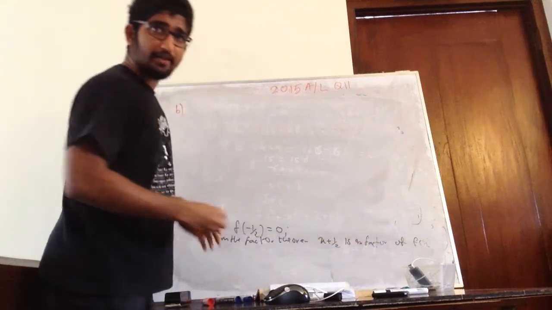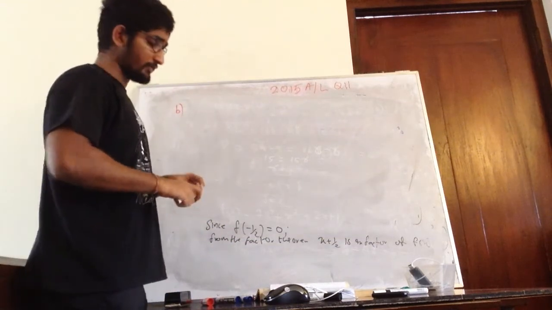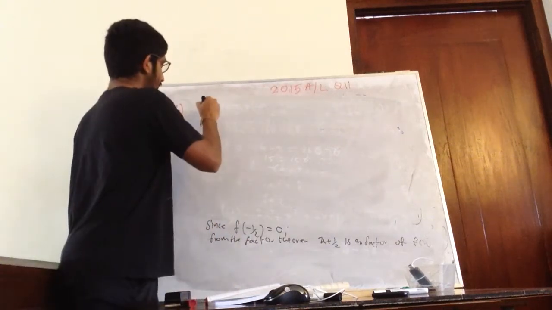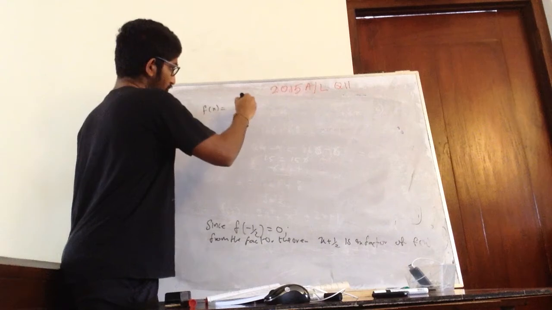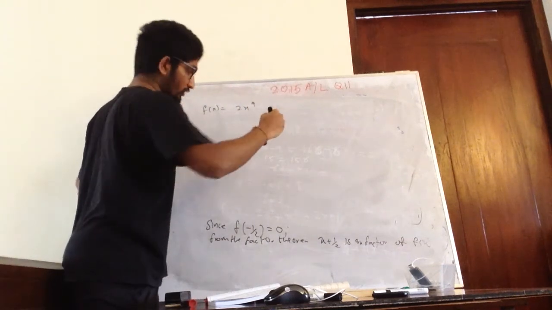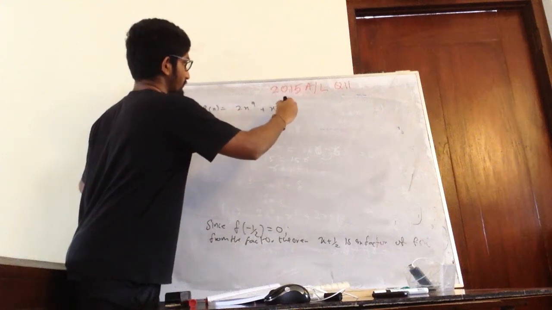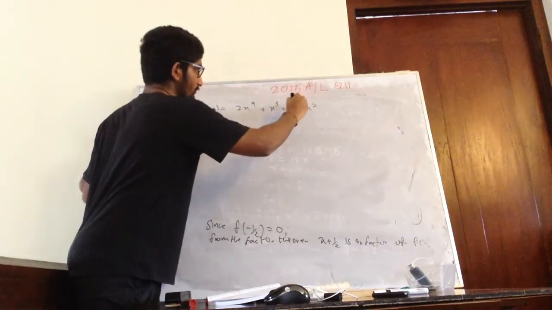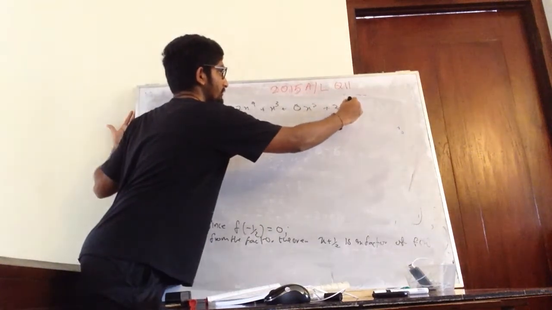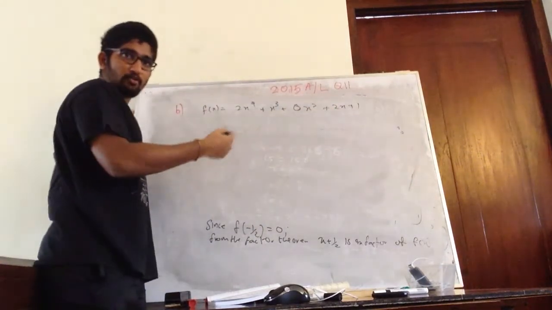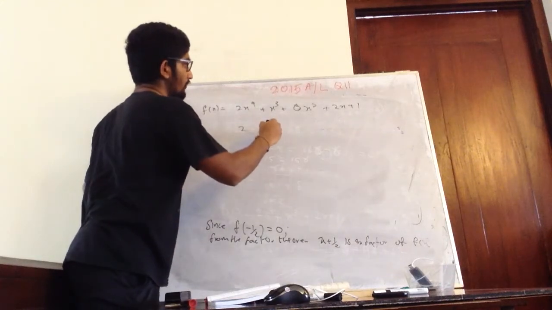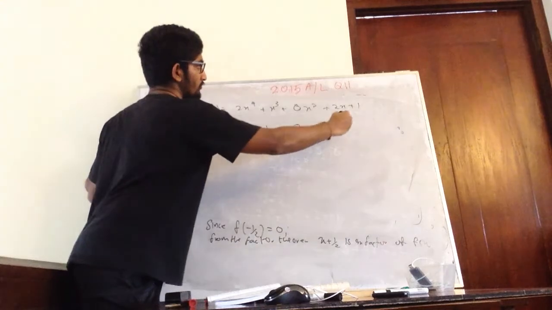So I'm going to rewrite what f(x) is. So f(x) is going to be 2x to the power 4 plus x cubed plus 0x squared plus 2x plus 1. Now I wrote this down because I need to use it for synthetic division. So the coefficients are 2, 1, 0, 2, 1.